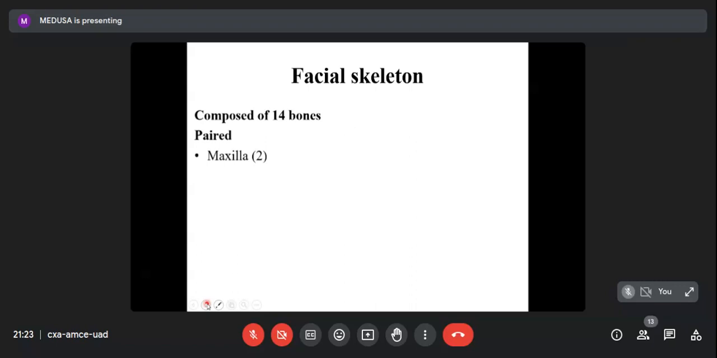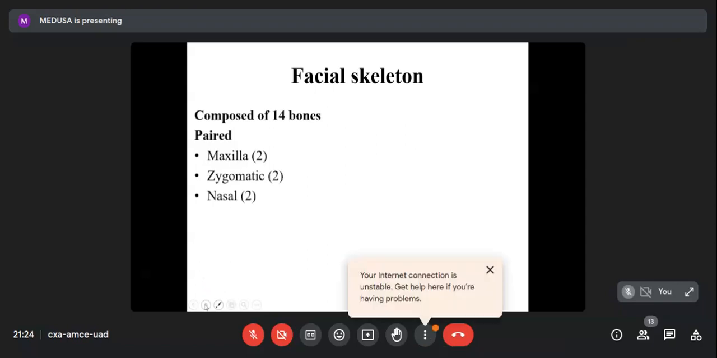So we have paired maxillar bones that make up the anterior part of your mouth, the top part of your mouth, where the upper teeth are lodged in. Those are what we call maxillar bones. We have the zygomatic bones, those that make up your cheeks, the prominence in your cheeks. You need to know that the prominences shown in your cheeks are called the zygomatic bones.